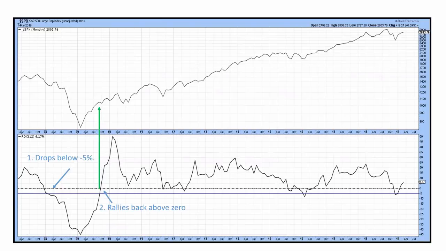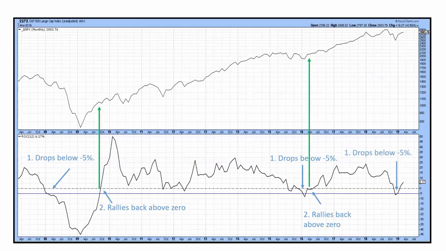We also see the same thing happening in 2016, where it dropped below its minus 5% level, and then rallied back above zero, giving us another buy signal. Well, guess what's happened in the last few months? We dropped below the minus 5%. We've rallied sharply back above zero to a fairly high level in February, and that gives us another buy signal. So that's just going back 10 years.